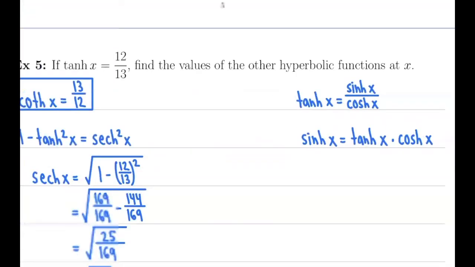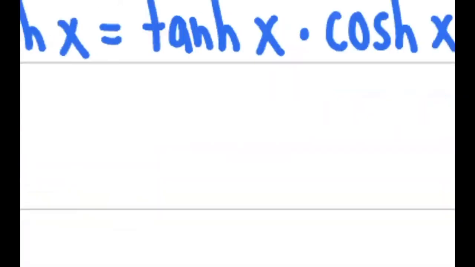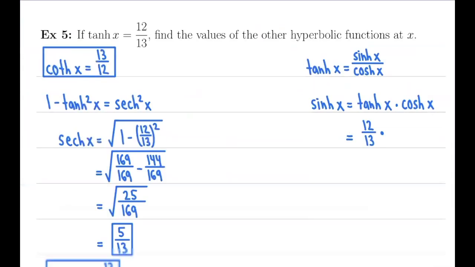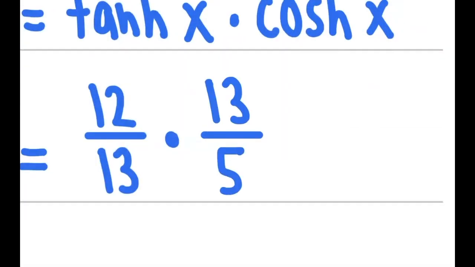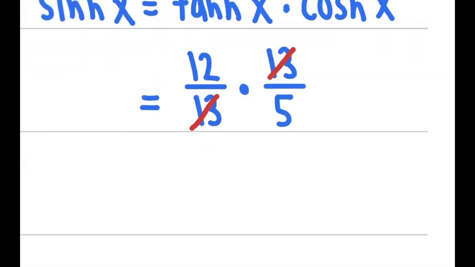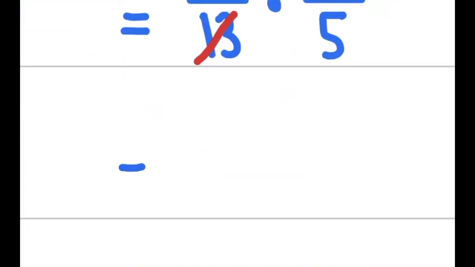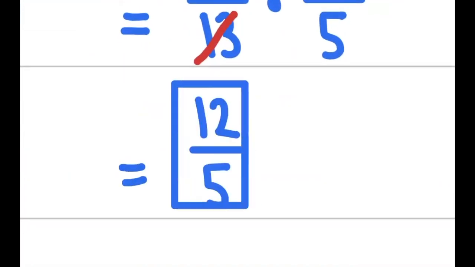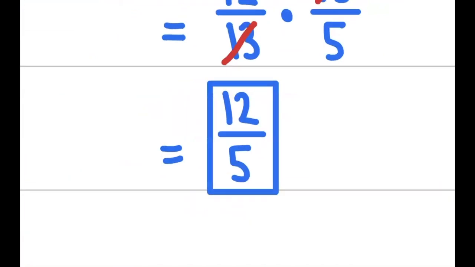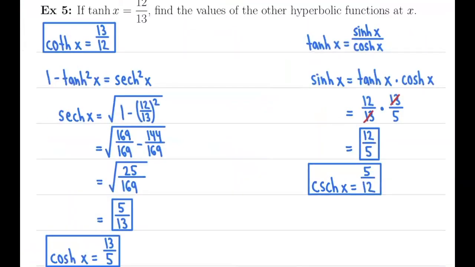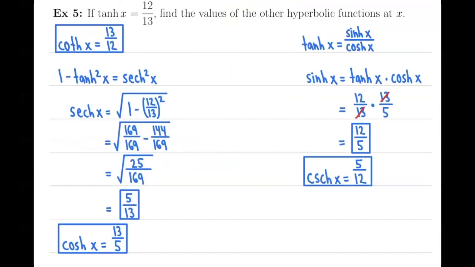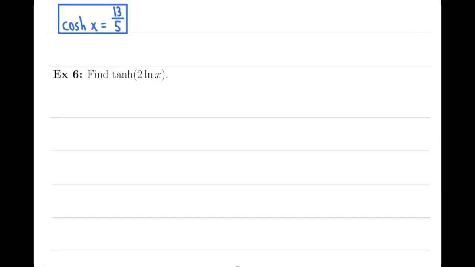So tanh, that was given to us. That's 12 over 13. Cosh, we just found, is 13 over 5. So the 13s are going to cancel out nicely, and you'll get just 12 over 5. And cosech is then 5 over 12. Exactly, just the reciprocal. All right, so that's how you find the 5 other hyperbolic functions at x. You just use those identities. No triangles needed. All right, let's do some more algebra.